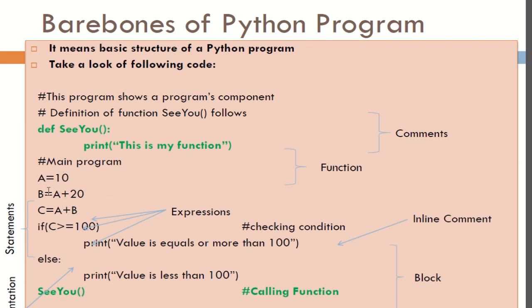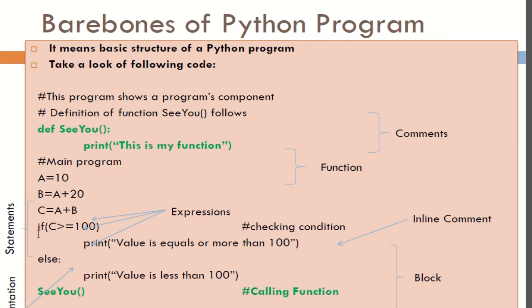Next is here: a is equals to 10, b is equals to a plus 20. These are the values which are being stored in your variables. Okay, next is c is equals to a plus b. These are the values which are being stored.